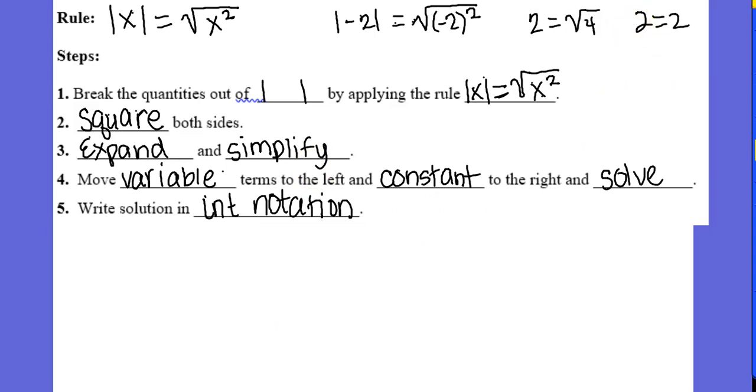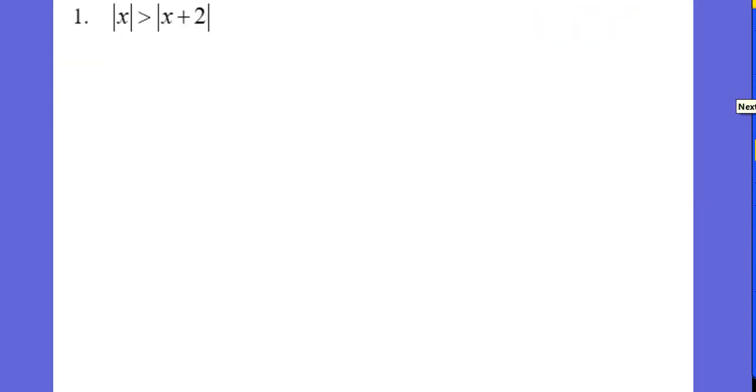So here we go. Problem 1. This should look really familiar to you. It looks like the bell work, but it's not. What's different? The inequality, yeah? This time the x is greater than the x plus 2. So could you make a determination or a prediction of what you think the answer is going to be to this one? What do you think?